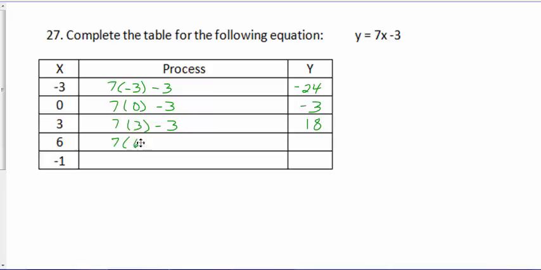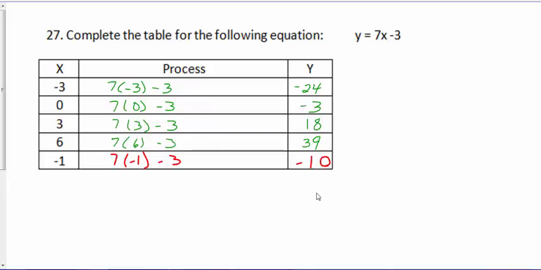7 times 6 minus 3. 7 times 6 is 42. Minus 3 is 39. And then 7 times -1. Oh, that's a -1 there. Let me fix that. All right, 7 times -1 minus 3. So that's -7 minus 3 is -10. Okay, so what we've done is we plugged in every one of these x values in for x, evaluated it, that's the process, and got an output of y.